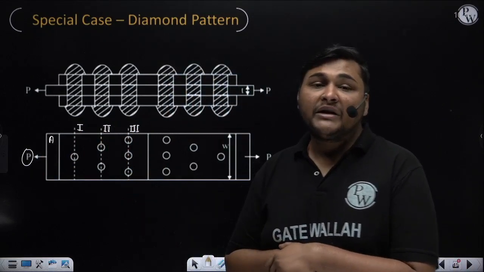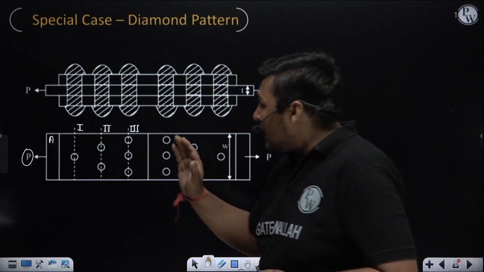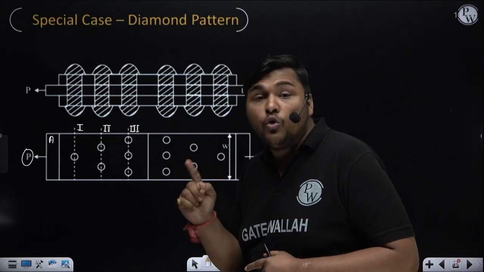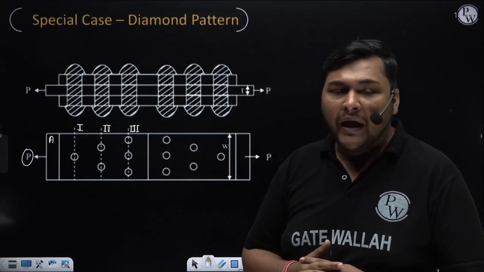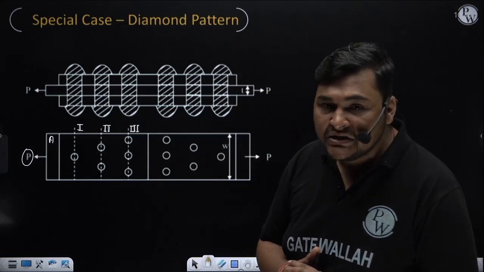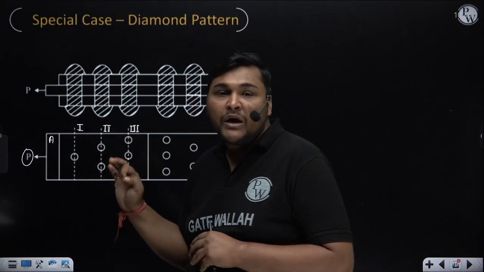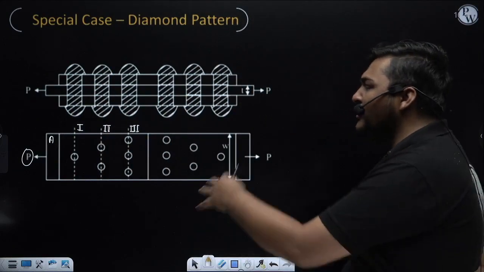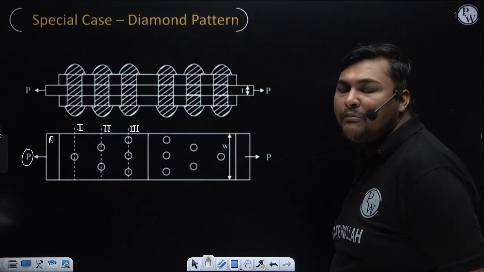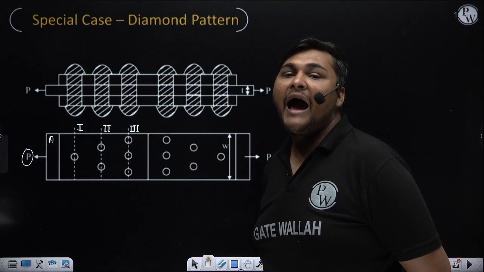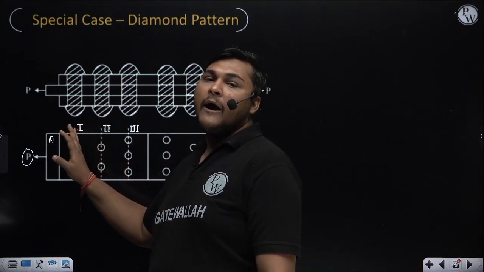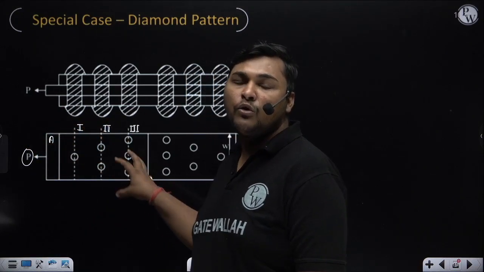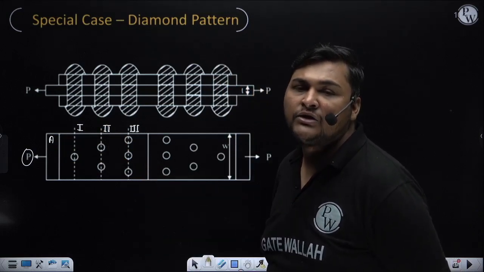Now here see, the number of rivets in each row is not the same. It is increasing when you are moving from row 1 to row 2 to row 3. In row 1, the number of rivets is 1. In row 2, the number of rivets is 2. And in row 3, the number of rivets is 3. So when the number of rivets in each row is increasing when you are moving away from load P, then that pattern is known as diamond pattern. You need not write this in words. Through this diagram, you can visualize. If the number of rivets in rows is increasing when you are moving away from load P, then that pattern of riveting is known as diamond pattern.